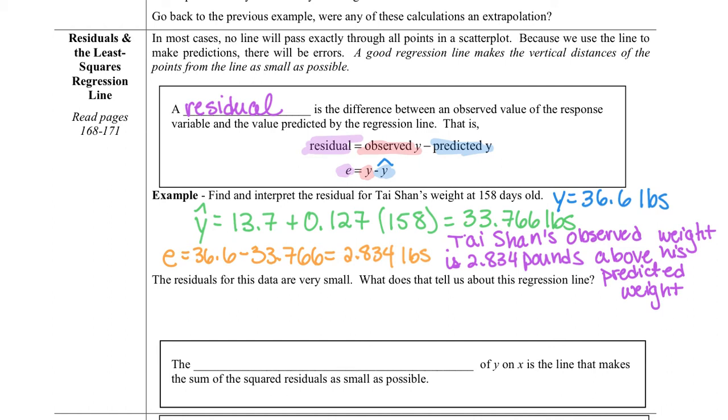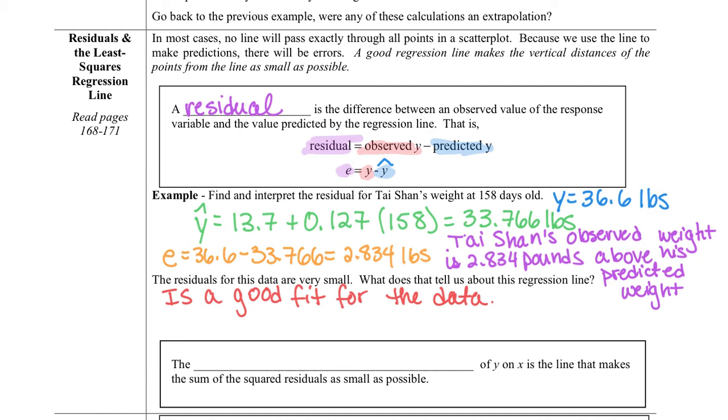If we were to calculate all of the residuals for Taishan's data based on its regression line, we would see that most of them were small. Hopefully you remember that we did say that 158 days was a potential outlier. Even though I don't have all of the residuals right now, I can tell you that they would all be much smaller than this. So that would support the fact that we thought this might have been an outlier because it's quite a bit above the line. Just trust me that if we did calculate all of the rest of the residuals, they would be very small. And what that tells us about the regression line is that basically it's a good fit for the data.